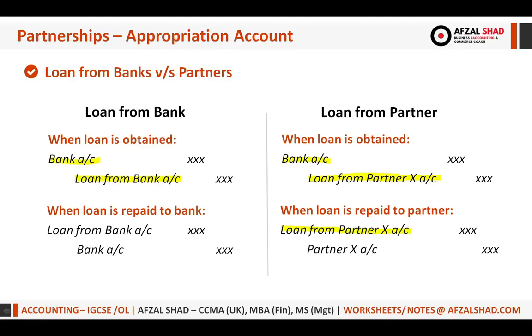Then rather than sending the money directly to the bank account of the partner, you credit the partner X's account. You place the money into the capital account or the current account of the partner. So whenever they want the money, they are going to withdraw it, and you are going to pass the entry of the withdrawal as and when they withdraw the money out of their capital accounts. So remember this point: rather than saying bank account credit, you mention partner X account credit.